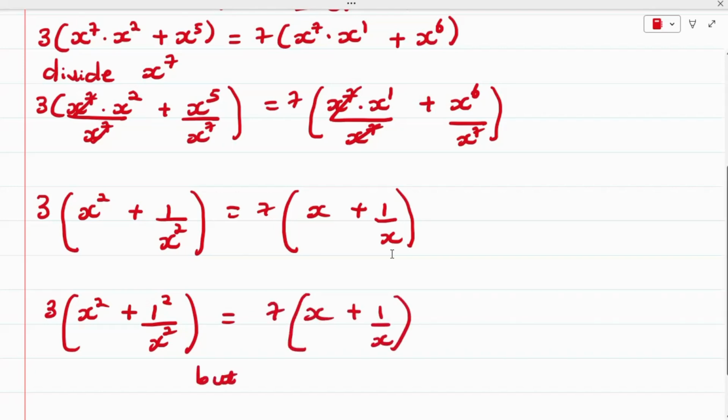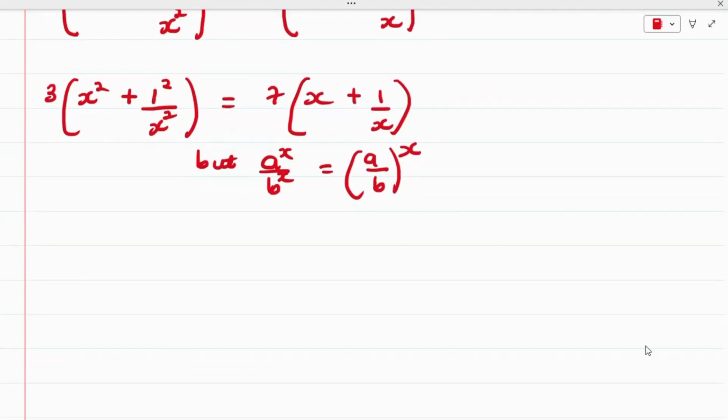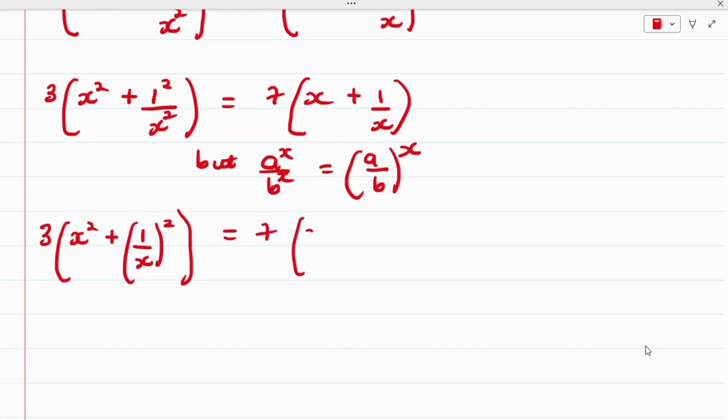But we know that if we have a raised to the power of x divide b raised to the power of x, this is equal to a over b all raised to the power of x, right? So at this point we have 3 multiply x squared plus 1 over x all squared, and this is equal to 7 multiply x plus 1 over x.